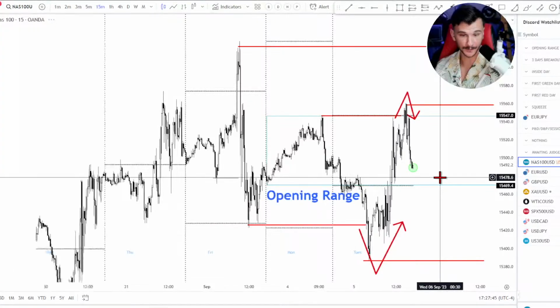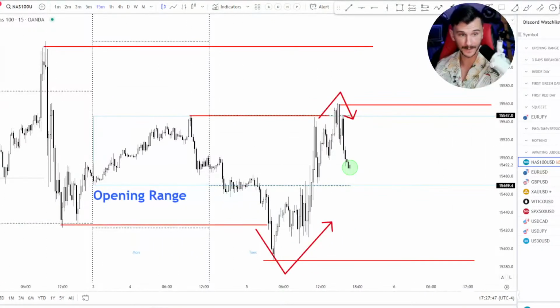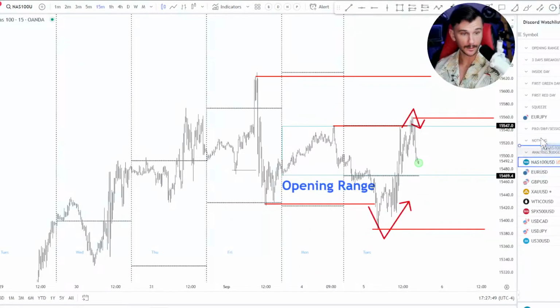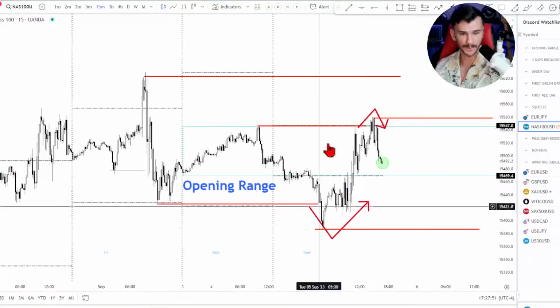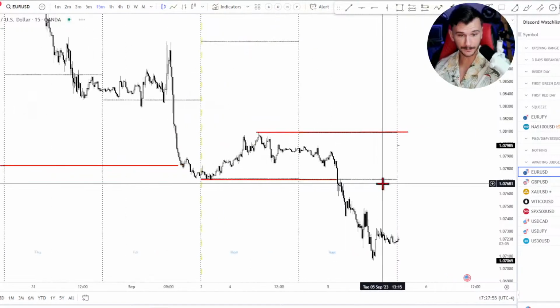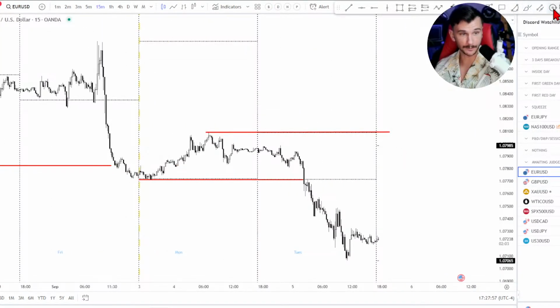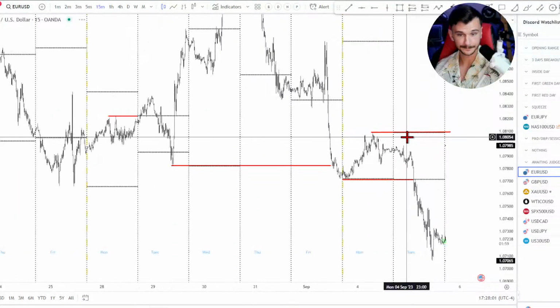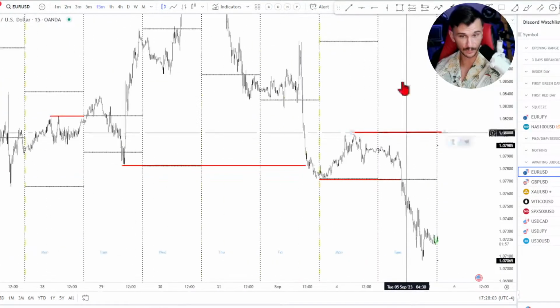NASDAQ, I think I just did this one. Yep, I did. Fantastic. So this is definitely going into squeeze based off of this peak high, peak low pattern. Euro USD, closing as an opening range breakout. Looking good. Not really. I don't have any, okay, yeah, I do.